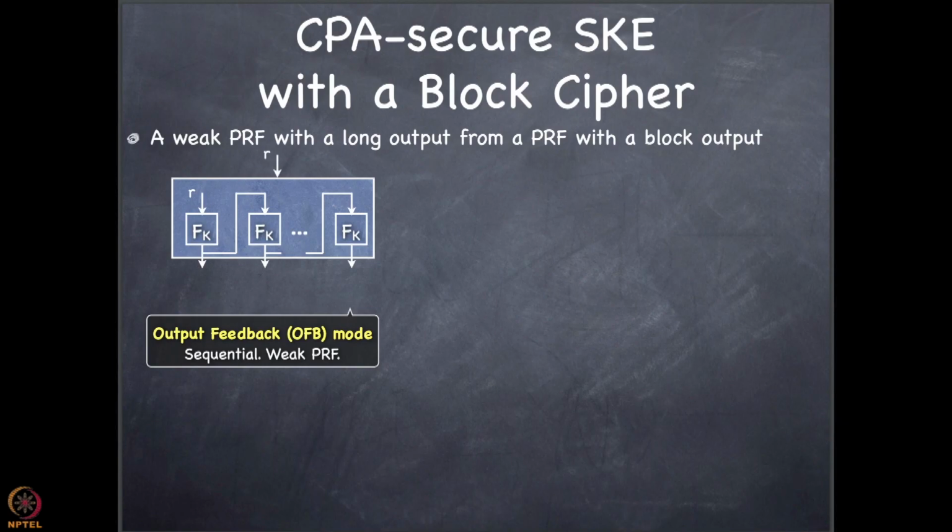So any questions on the output feedback mode? Okay, so that's it. It has some drawbacks. The first one is that it's sequential, right? Even if you have parallel processors, you cannot run it in parallel because you need to get the output from one box before you can feed it into the next box. So you have to do it one after the other. Another, well, not a drawback, we are okay with this, is that it's actually a weak PRF, not a PRF.